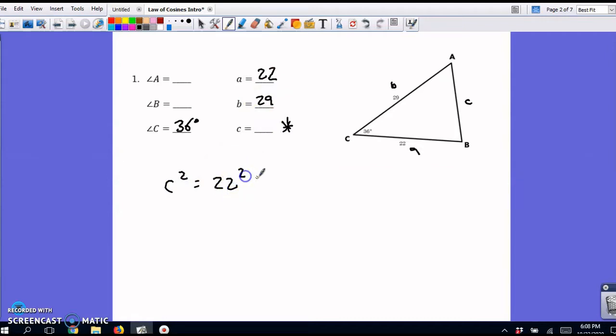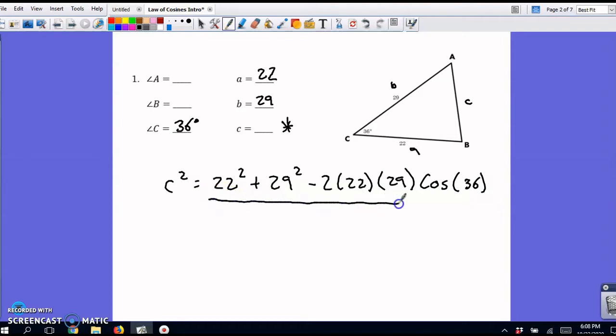So 22 squared plus 29 squared minus 2 times 22 times 29, the same two numbers, and then cosine, always of the angle that's across from it, 36. Now this whole thing can go into Desmos, and that will give you C squared. Then, to get just C, you want to take the square root of whatever answer you get, and that will be side C.